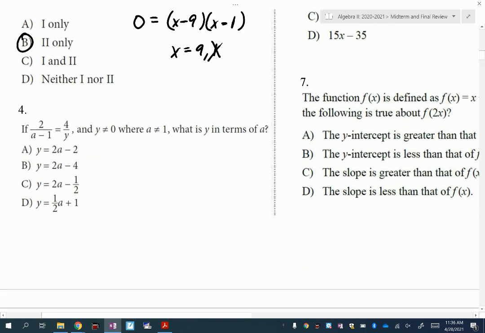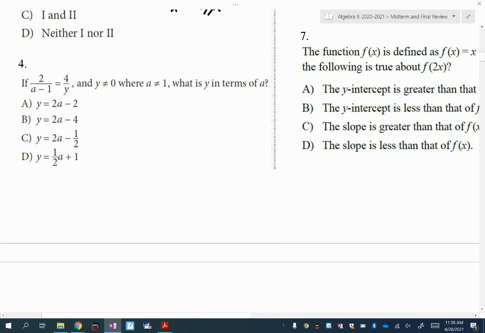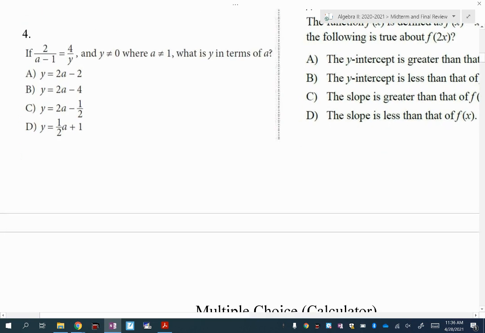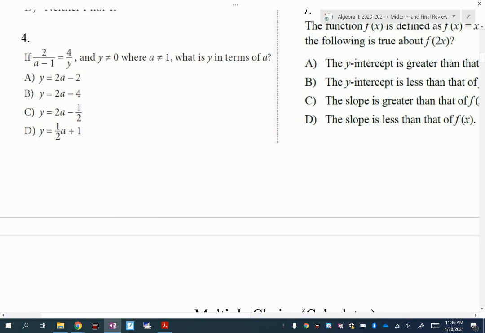Okay, number 4. Similar to the first one, we have a proportion. So we're going to multiply across, so diagonally for our cross products. So I have 2 times y equals 4 times a minus 1, which is 4a minus 4. Now it wants me to solve for y in terms of a.